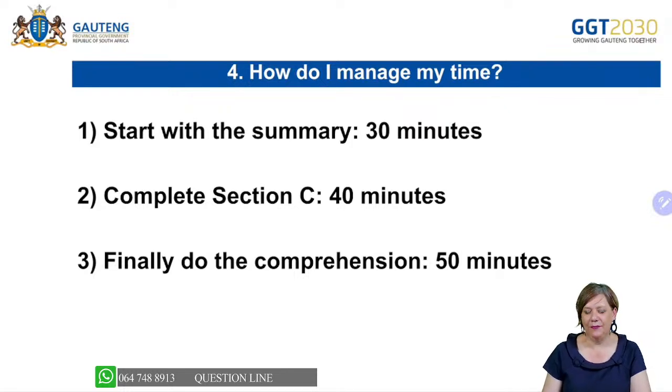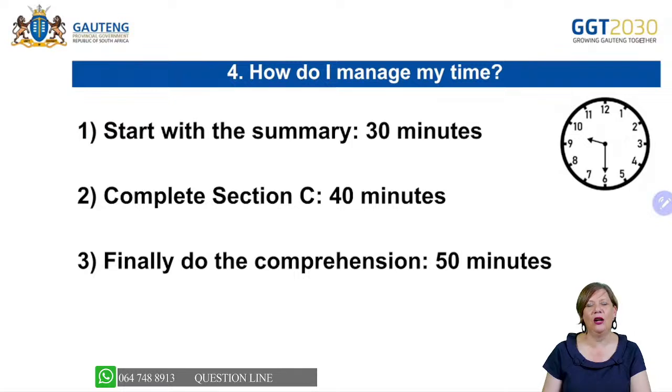So let's start with the summary. You are allowed 30 minutes for your summary, which means if we start at 9 o'clock, by 9:30, you should be done with the summary. So manage your time that you're able to finish by 9:30. After the summary, I do suggest that you move over to section C. That is 40 minutes. Now in this section, remember you have to do the advertisement, the cartoon, and the language. So you have to divide your time between those 3 questions.